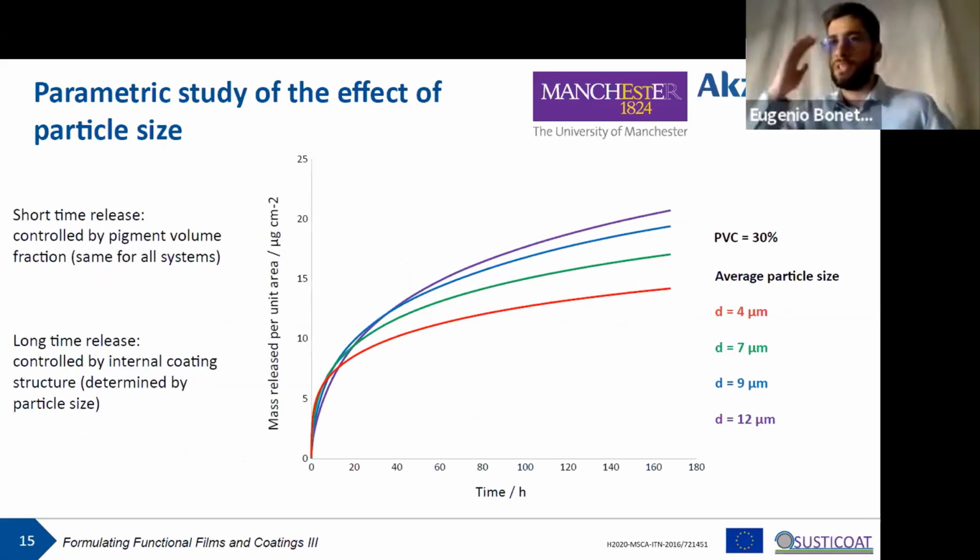Also, the effect of the particle size is pretty evident. The leaching behavior at short time seems to be controlled mainly by the concentration of pigments, or the PVC, because in this case, coatings with the same PVC but different particle sizes have been tested, and they show more or less the same behavior at short time, the initial release, which seems to be controlled by the number of particles that are readily available for dissolution at the top surface.